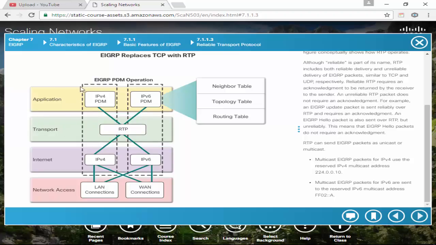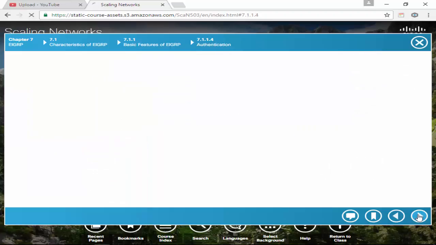Okay, so here we go. This might be important. At the application layer, we have the neighbor table, the topology table, and the routing table. I guess that's happening at what we'd call the PDM. So our show commands show our neighbor table, our topology, and our routing. It's probably the actual application going. How is it handed to each other? Well, through transport and RTP, and then we have our layer 3 network protocol, internet protocol, which is either IP version 4 or IP version 6, and then we can either have LAN or WAN connections that we're learning at layer 2.